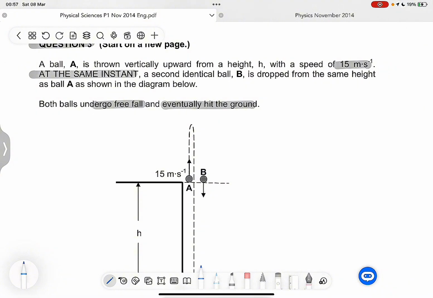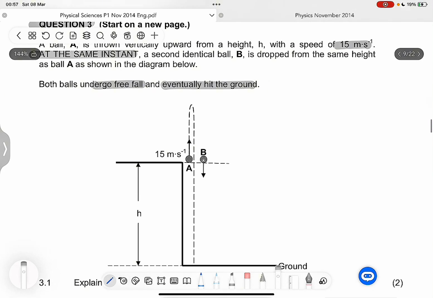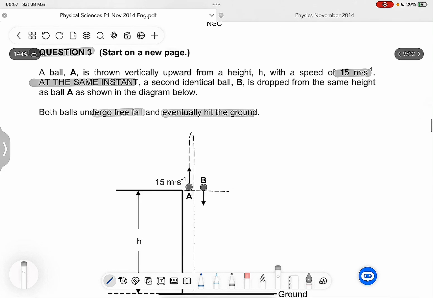Now, what we are told here is that we have this ball thrown at an initial velocity, and then it goes up and it goes down, eventually hitting the ground. And this one here is dropped, it then goes downwards. They are set in motion at the same time, at the same instant. When this is thrown up, this is dropped, then they get to be in motion at the same time, meaning they move at the same time, going up and down.